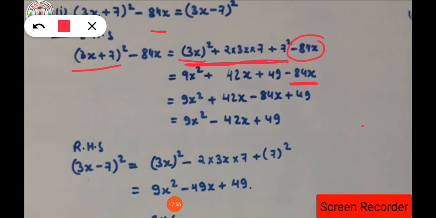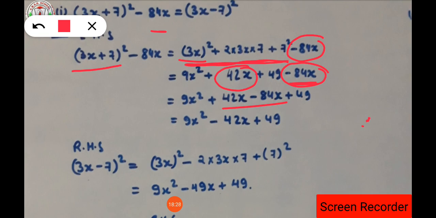Now we have to make the pair of the like terms. So which is the like term over here? That is plus 42x and minus 84x. So making the pair of the like terms and solving, plus and minus will be minus. So 84 and 42 will get subtracted. Since 84 is a greater number, the negativity will come in the result itself, as 84 is greater than 42. Clear how to solve? Then this is the LHS part.